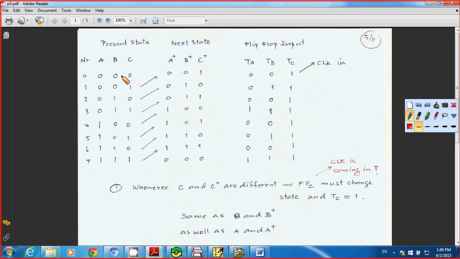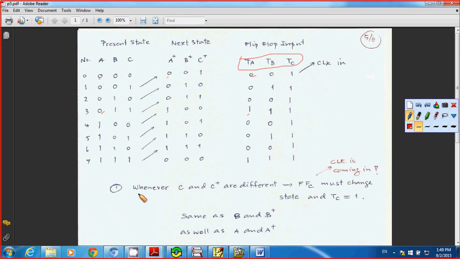Take a look at TA. Number 0, present state is 0, next state is 0, so your TA still becomes 0. Now for, let's say, number 3, you have present state of A logic 0 and the next state of A is 1, so A has changed the logic, so that's why you put 1 here. Okay, so that's how you come up with TA, TB, and TC.